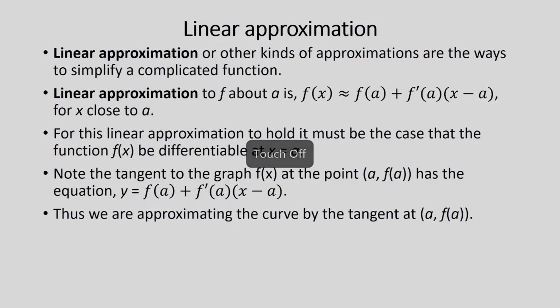So, this is called linear approximation, this particular topic. Linear approximation or other kinds of approximations are the ways to simplify a complicated function. As we have seen, a function could be of different nature. It could be very complicated in its properties. It could be having many twists and turns. But can we simplify a function through making it a linear function? If it's a linear function, then it's very simple to deal with.